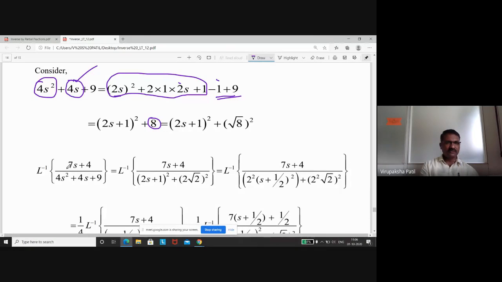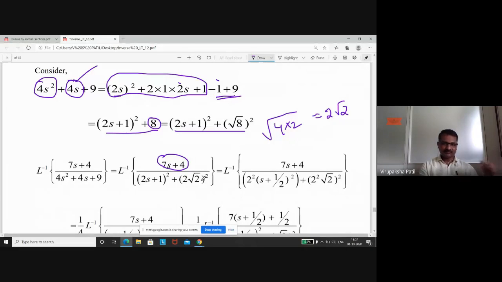Sure. Next, what we will do, therefore, L inverse of 7s plus 4 divided by 4s square plus 4s plus 9, we'll consider this. Then numerator as it is. Don't worry about this. Numerator as it is. Denominator, what you made the manipulation here? What is your denominator? 2s plus 1 whole square plus this root 8. This can be written as under square root 4 into 2, which can be written as 2 root 2. I have written this here, 2 root 2 whole square. Is that clear? Further, if you simplify this once again, original thing remains as it is. This is 2 root 2 whole square. Is that clear?